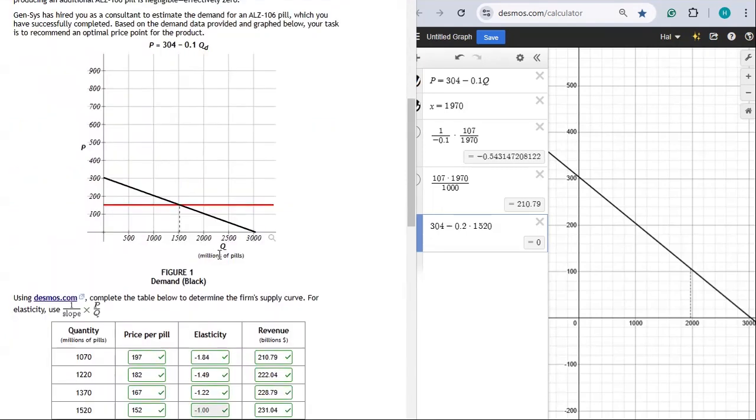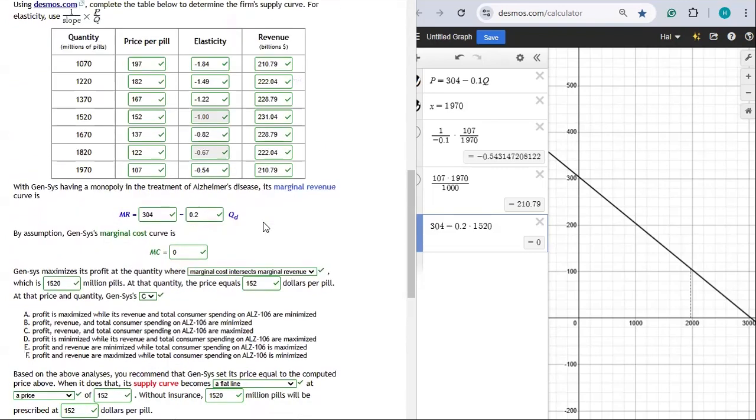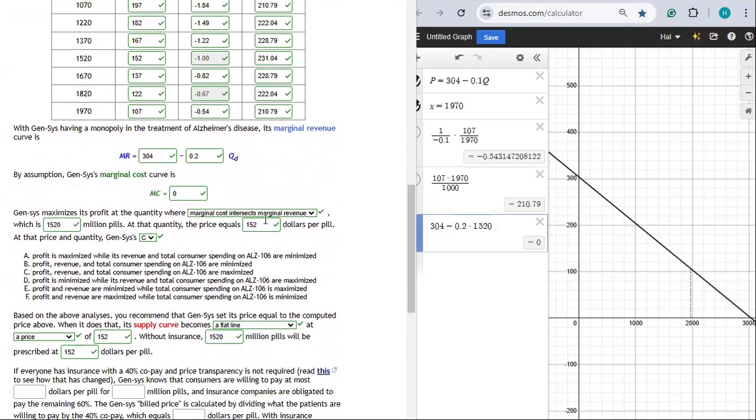Now, the interesting thing is, this is the scenario where there's no insurance, but we're going to introduce insurance with a copay of 40%.